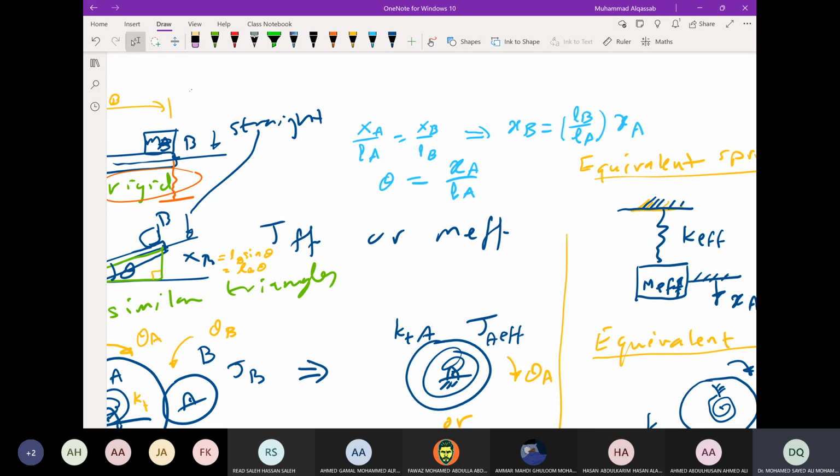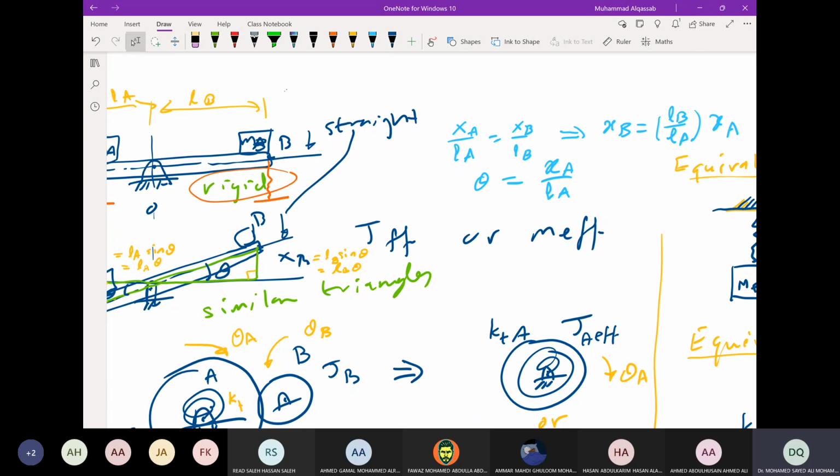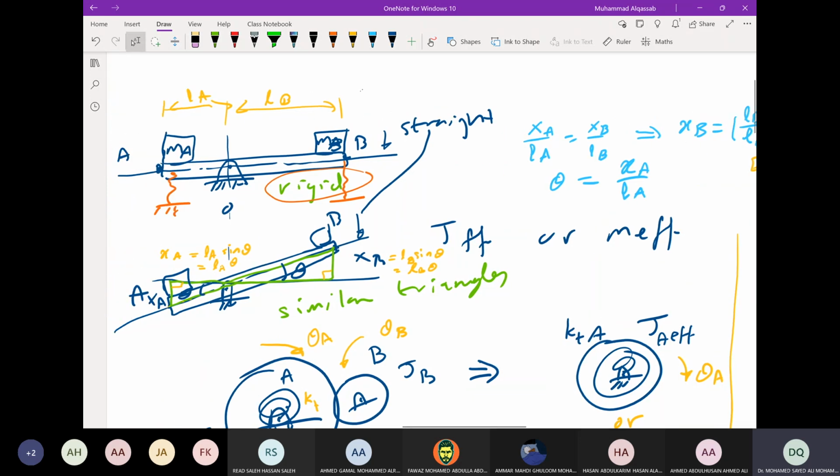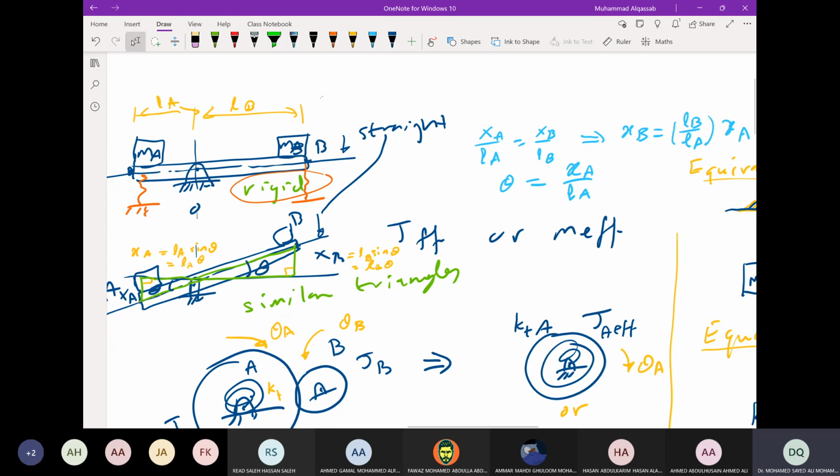So the kinetic energy of the system: wherever there is mass or mass moment of inertia, the kinetic energy has to be counted. So we have MA, which has a kinetic energy, and we have MB, which also has kinetic energy. If the bar is not massless, then it has a moment of inertia and a kinetic energy in rotation. So for the equivalent system, first we have to determine the point at which we want the equivalent system, and then we find the kinetic energy.